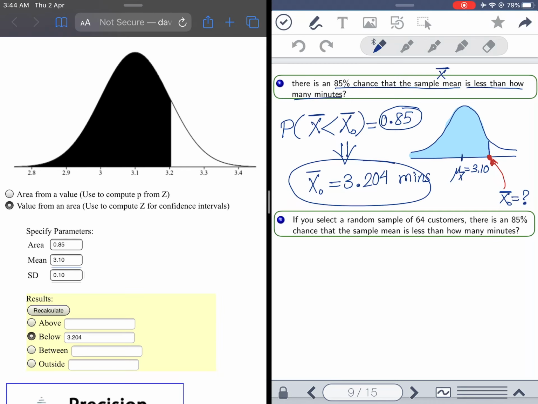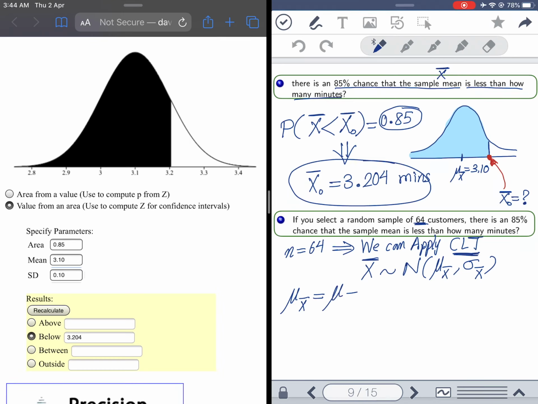Now, if you select a random sample of 64 customers, so now they're changing the sample size. Now n is no longer 16, it's 64. Because n is 64, we can apply the central limit theorem immediately. And our x bar is going to be normal with mean mu x bar and standard deviation sigma x bar. So what is our mu x bar in this case? This is the same as mu, which we know already, it's 3.10.